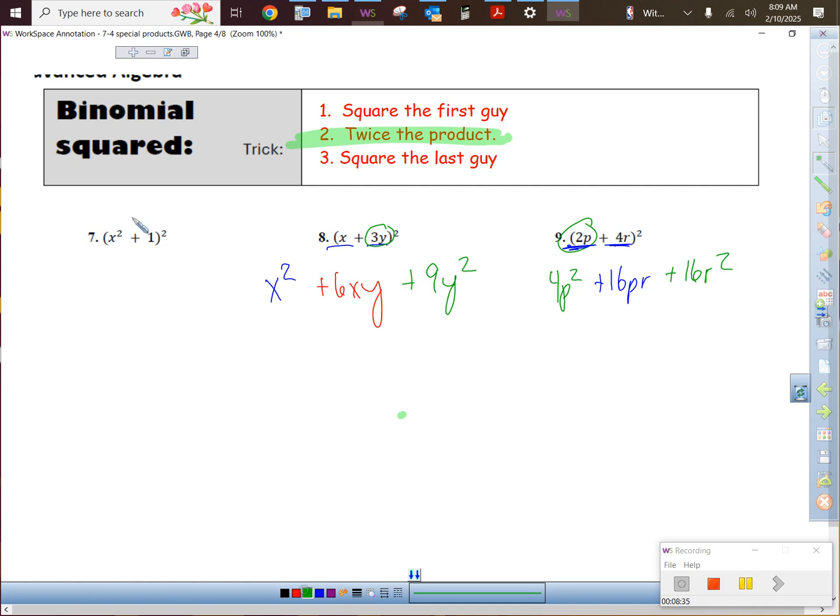Now let's go back and do number 7. I skipped him because he's got a little exponent on him on the inside. Who cares? Square the first guy. What's x squared, squared? It turned out to be x to the 4th. Twice the product. I just need to get the product of those guys. So multiply them together. X squared times 1 is x squared. Double that. Is it x to the 4th or 2x squared? Yeah, be careful. It's 2x squared. And then square the last guy. Here's where our brain fart comes in. What's 1 squared, baby? Is it 1 or is it 2? It's 1. That's the shortcut for a binomial squared, baby.